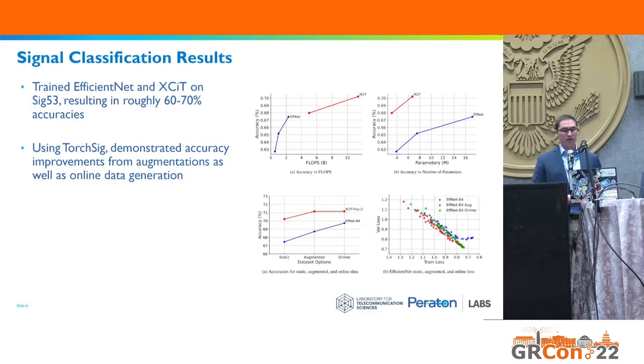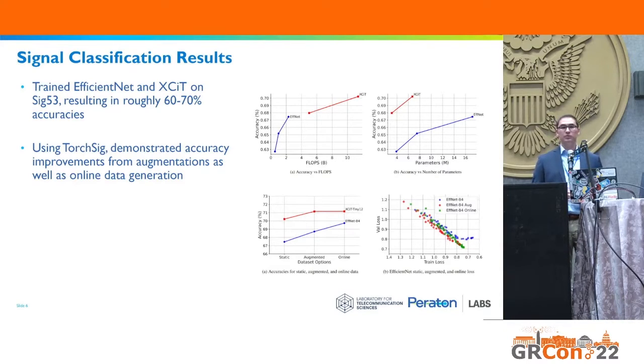And then one final figure here on the bottom right is a plot of the validation loss versus the training loss. This is for, in the blue circles, the EfficientNet B4 architecture with just the static Sig53 data sets. The red diamonds are with the augmentations, and then the green squares are with the online data set. And what you can see with the blue circles is at one point we get a little bit of a plateauing happening in the bottom right, where the validation loss seems to stop learning, but the training loss continues. So this is your classic case of the B4 architecture starting to overfit.